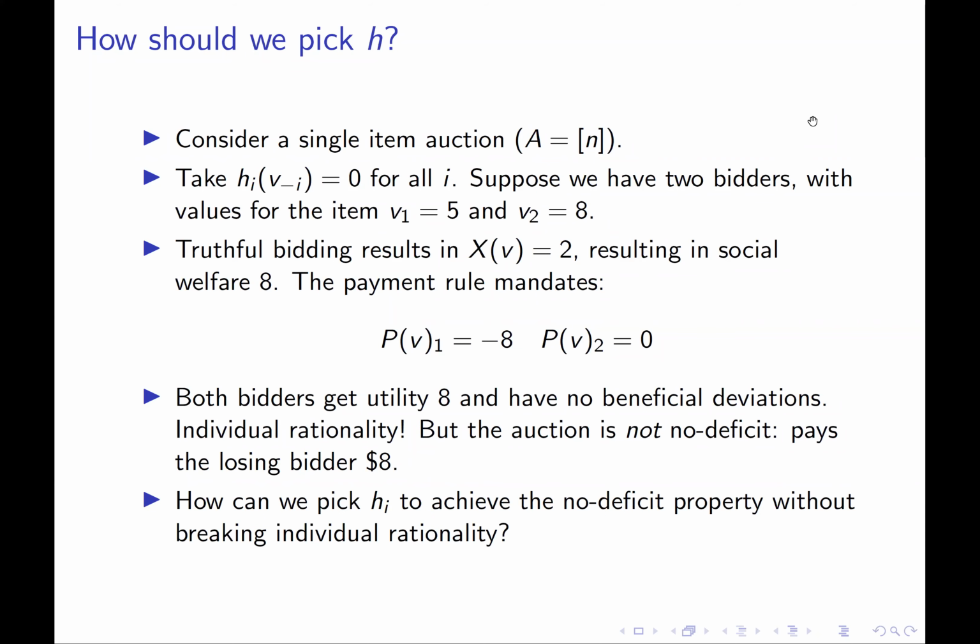And so, what this is showing is that certainly if we want all of the 4 properties we laid out, in particular the no deficit property, a bad choice of h is not going to give this to us in the Groves mechanism. But is there a good choice of h? Can we pick some function h that will, of course, retain the 2 properties that we know all Groves mechanisms have, allocative efficiency and incentive compatibility, but that will give us the no deficit property without breaking individual rationality? Okay, so that's what we want to do.